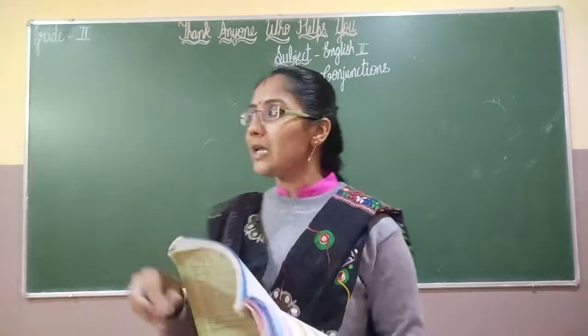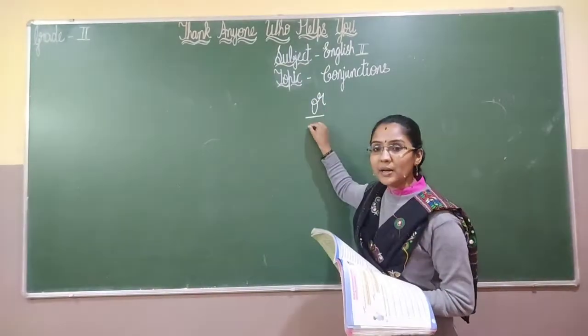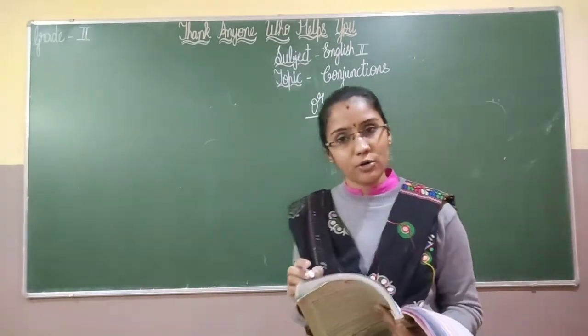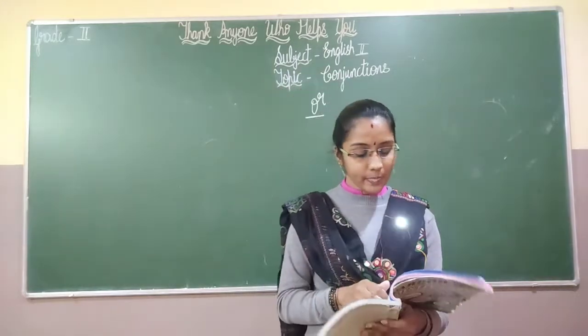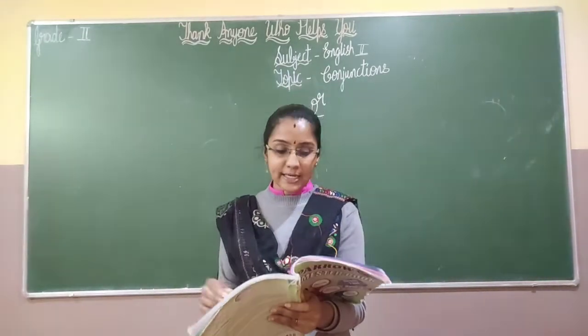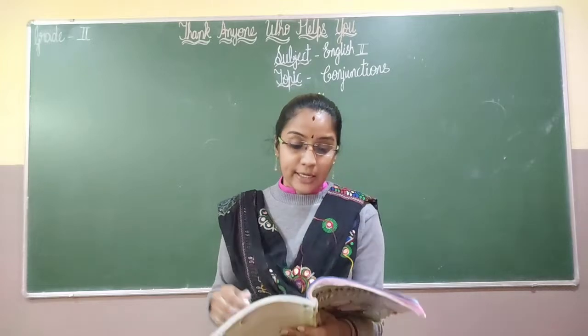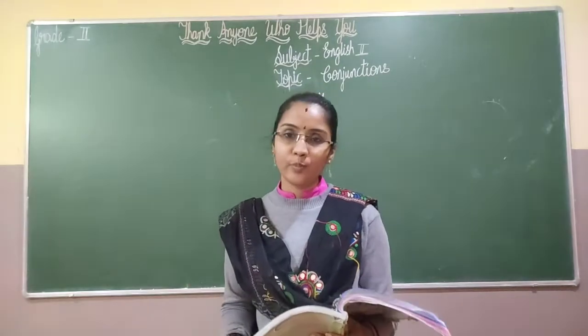So when there is a choice of two in a sentence, what are we going to use, children? We are going to use "or", "or". Understood? For example, Sunny can buy a book, he can buy a board game.